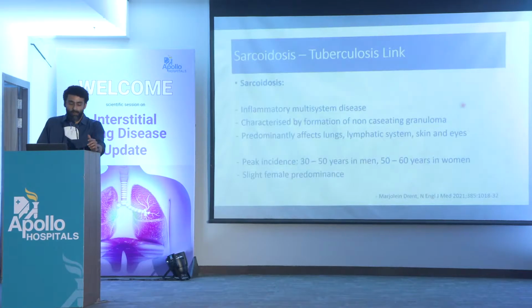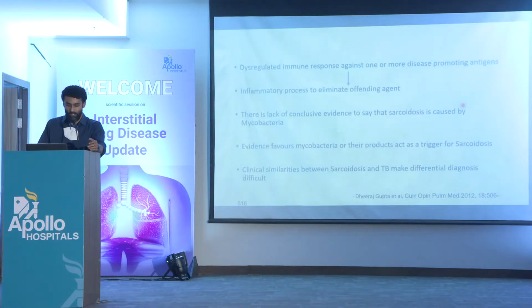So again, we clearly don't know if there is any link between TB and sarcoid. Sarcoid is a multi-system inflammatory disease which is characterized by the formation of non-caseating granulomas, which predominantly affects the lungs, lymphatics, and the skin. The peak incidence is between 30 to 50 years in men, 50 to 60 in women, with a slightly higher female predisposition.